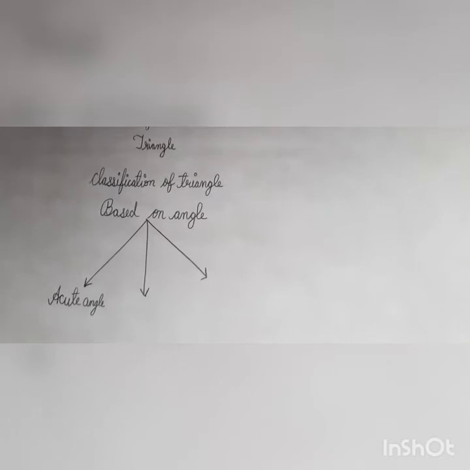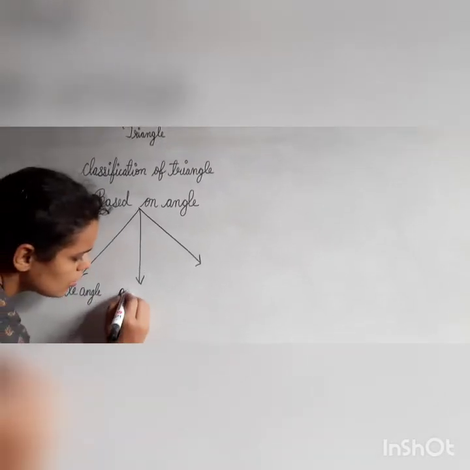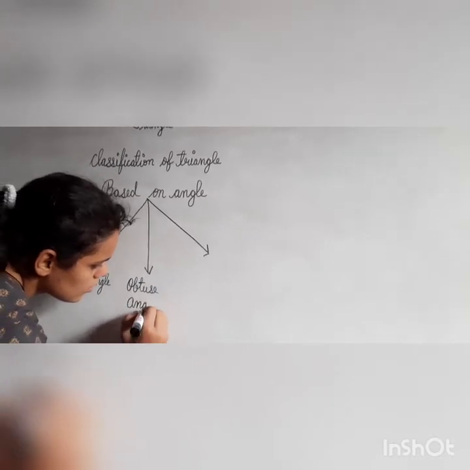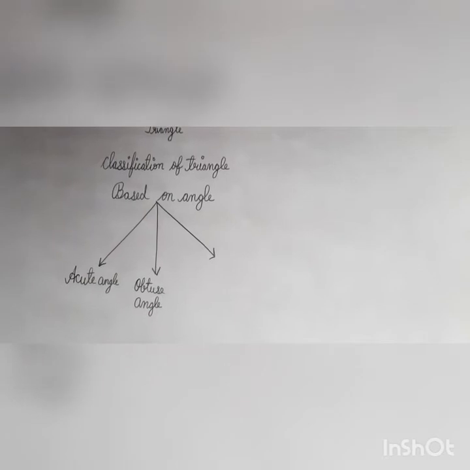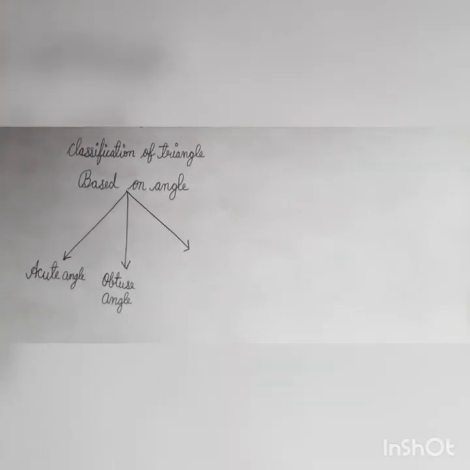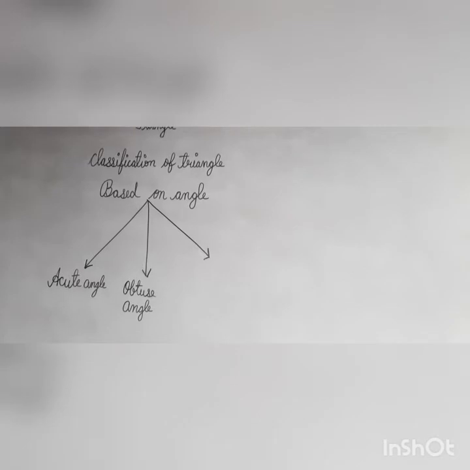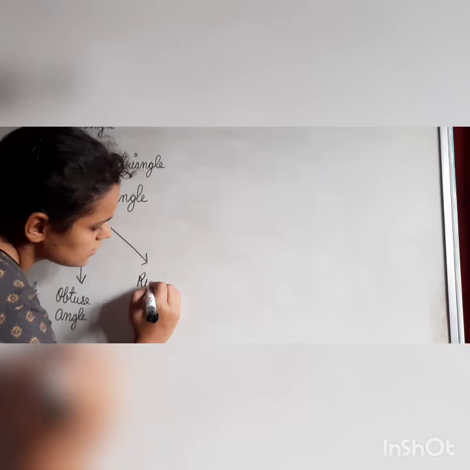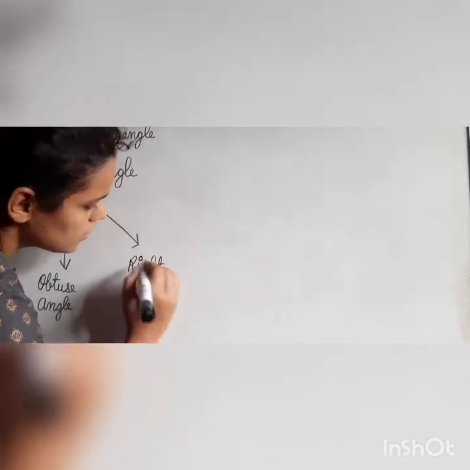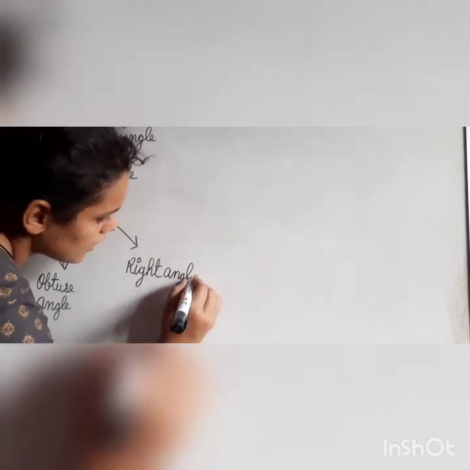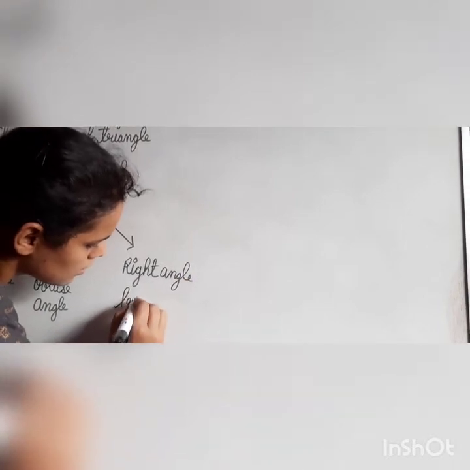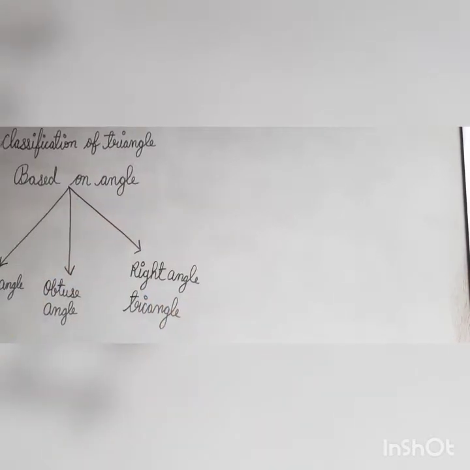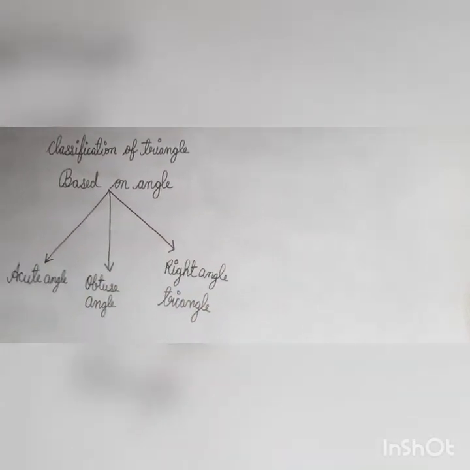Second is obtuse angle. What is an obtuse angle? When the angle is more than 90 degree and less than 180 degree, it is known as an obtuse angle. And third is right angle triangle. It means that the angle is 90 degree.